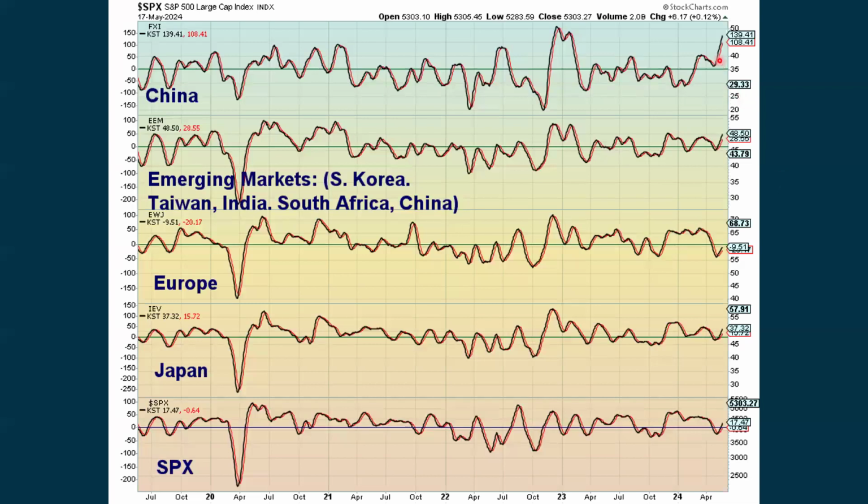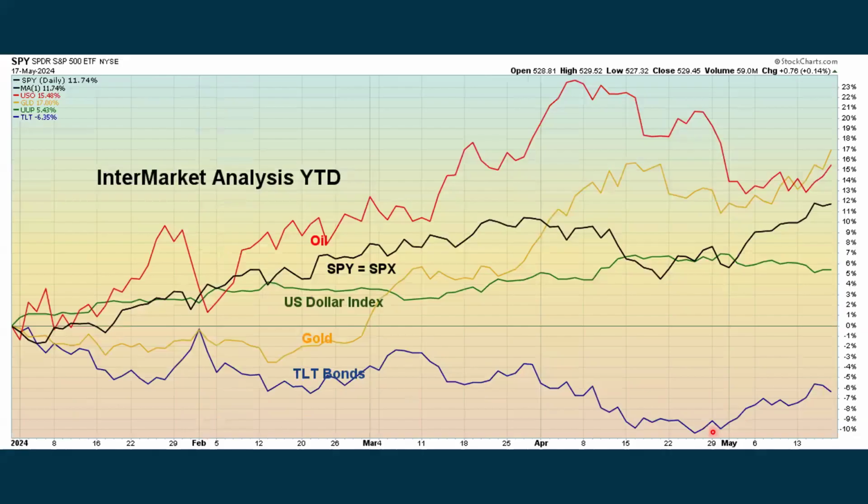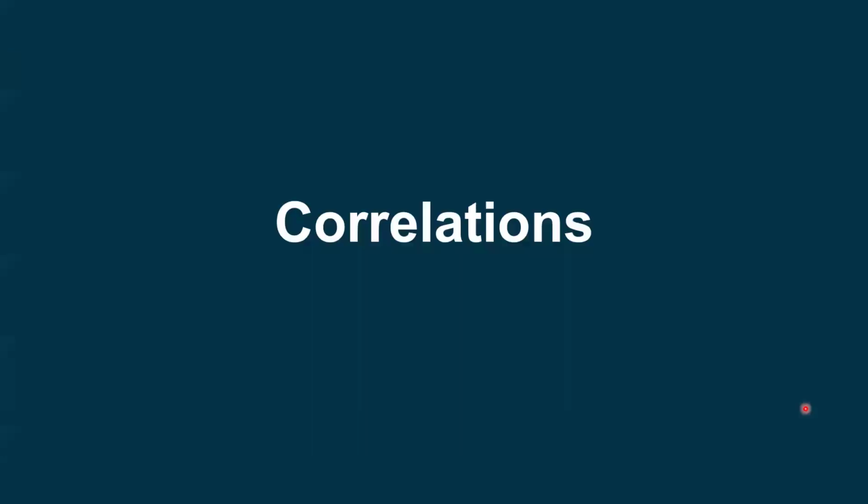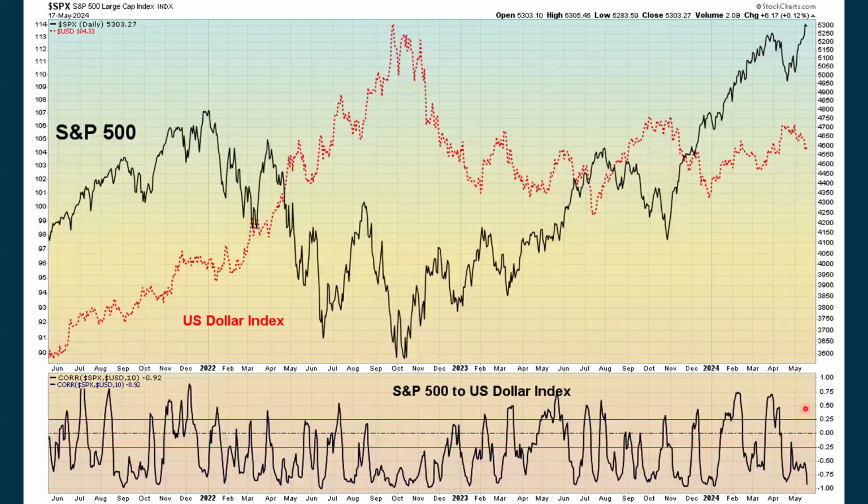Internationally, we're in an uptrend with Chinese stocks, emerging markets, Europe, Japan, and the US. So we're seeing pretty much global stocks all advancing now. Here's an intermarket analysis chart showing that now gold is in the lead, going back to the beginning of 2024, followed by oil, and then stocks, and then the dollar, where bonds are still negative so far on the year based on price.